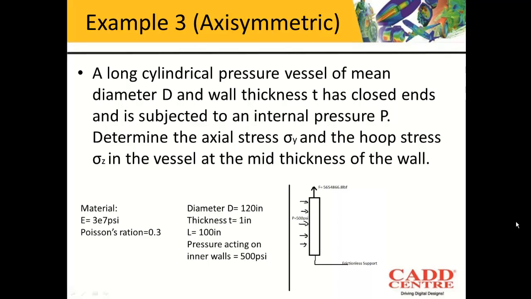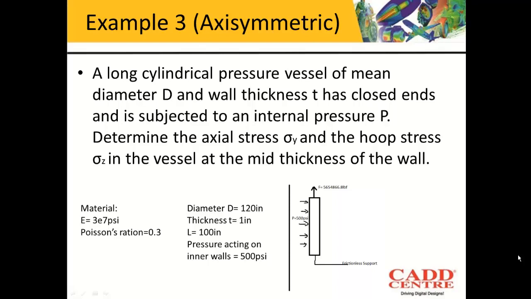Now the next problem that we are going to study is an axisymmetric problem. If you remember, we have already discussed what is axisymmetric. Whenever we have a model which is symmetric about an axis and the loads acting on the model are also symmetric about an axis, we will consider that object to be axisymmetric. So we will consider this problem now to understand how to solve an axisymmetric problem in Ansys Workbench.